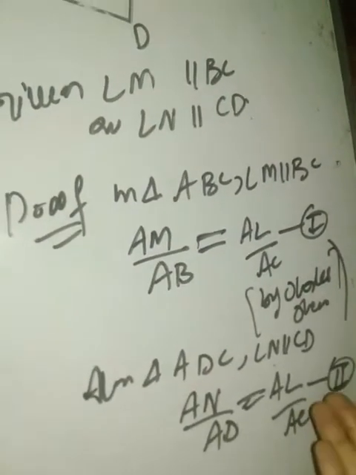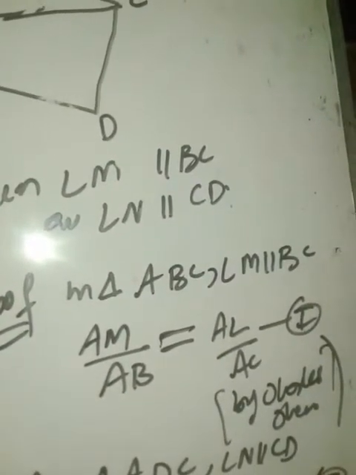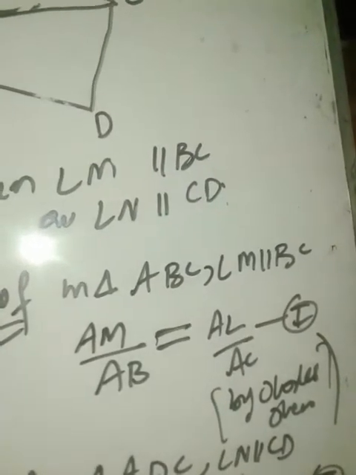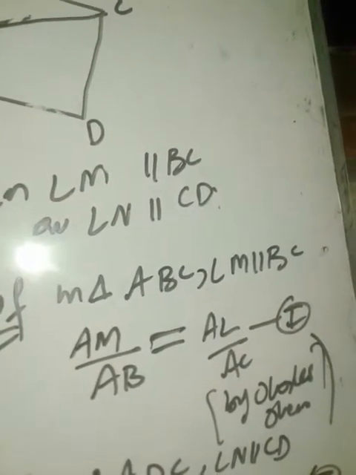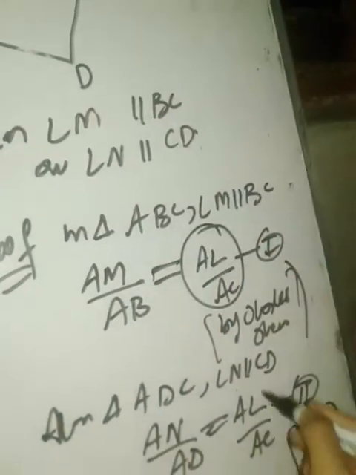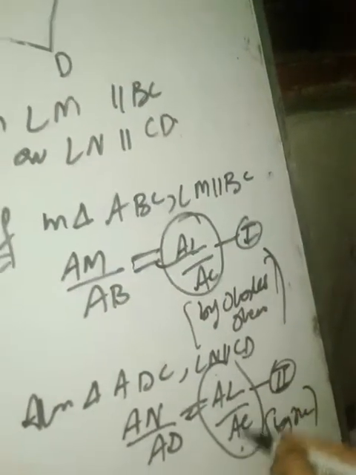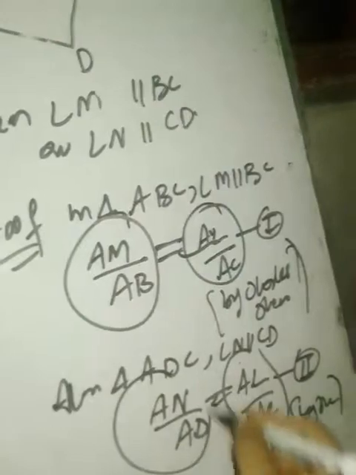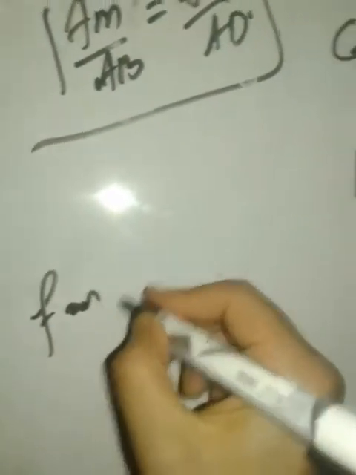Please, while writing in the examination, don't just write by Thales theorem. It might lower your credit. I recommend that while writing in the examination, write the complete theorem here. So if you look, the equations are first and second. This is AL by AC. So these are equal, from first and second we have AM by AB equals AN by AD. This was the required result which we were supposed to prove.